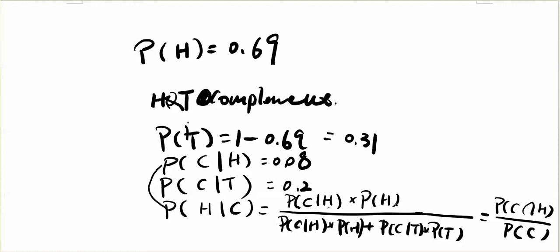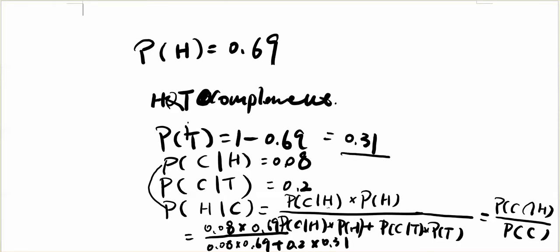So now we can just directly plug in the values. The probability of C given H, we know it's 0.08, times the probability of H, which is 0.69, divided by the probability of C. So that is 0.08 times 0.69, plus the probability of C given T, which is 0.2, times the probability of T we just calculated, so times 0.31. If you have a calculator, you can calculate the final result.